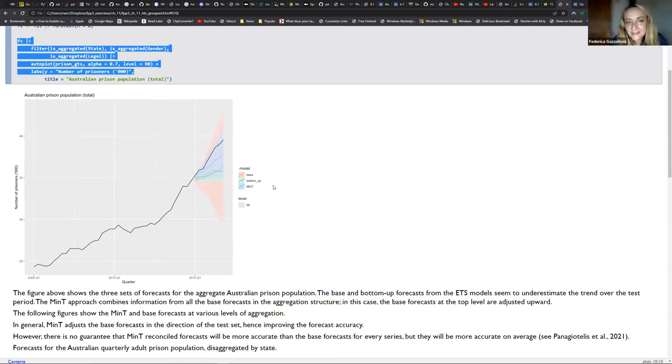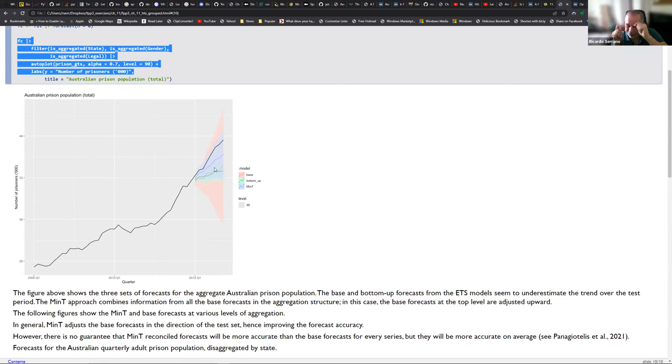I see that the growing trend is maintained, but the predicted level is lower. Correct. It's unprecedented, at the top level. You see, it's still in the confidence intervals, especially of the MinT, and also the base models, because the base models don't reconcile. But with the reconciliation, bottom-up really doesn't catch that upward trend. But the MinT and the base, especially the MinT, catches up. Even if the mean is underestimating, it's still within the confidence interval of that forecast.